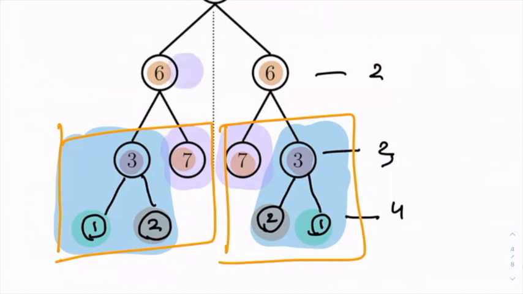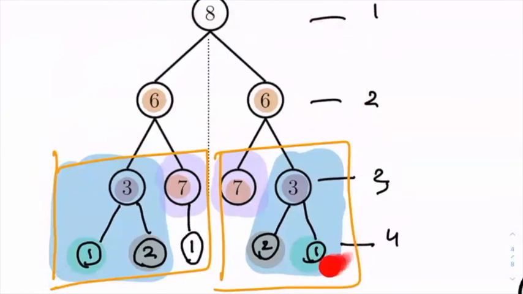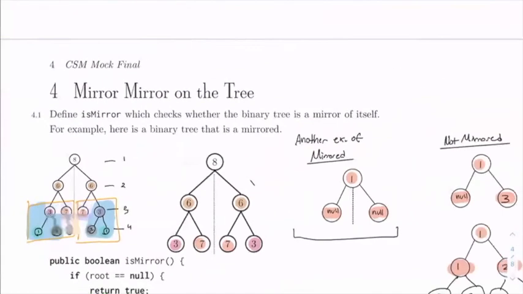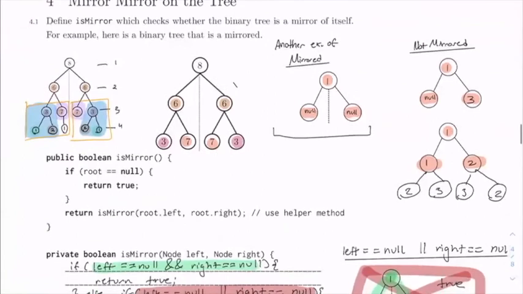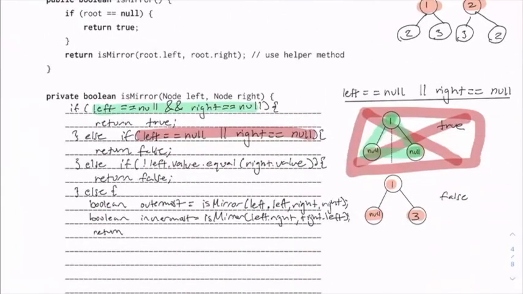However, if instead, say, the innermost node here has a child, and this right innermost node does not have a child, this entire tree would no longer be mirrored, which means that both innermost and outermost nodes have to be mirrored. So we can combine these two booleans using an AND logical operator.